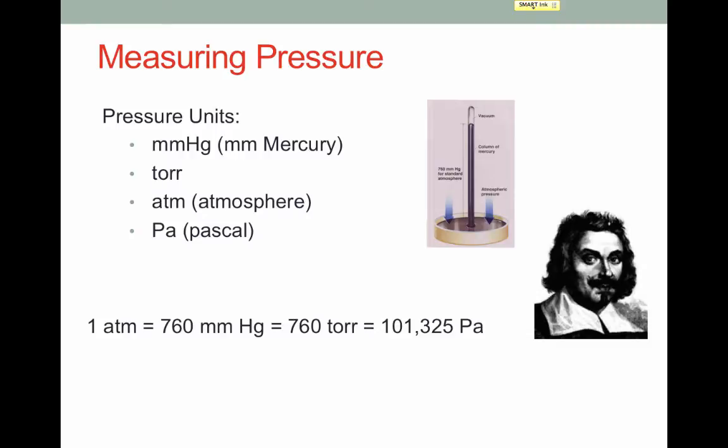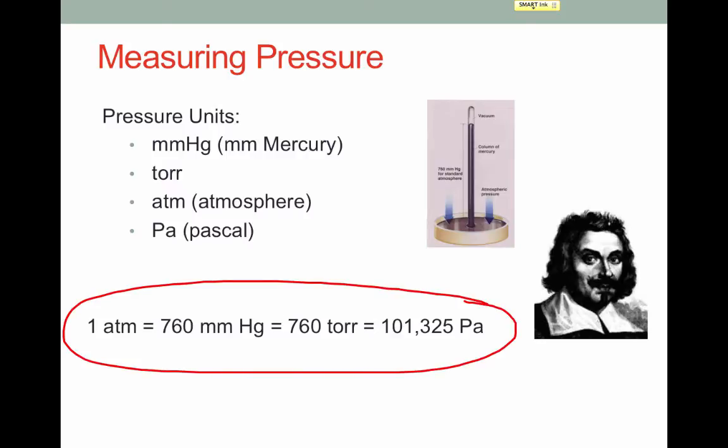What you definitely need to know is how to convert between these units. So this shows you the equivalences. 1 atm, or 1 atmosphere, is equal to 760 millimeters of mercury. It's also equal to 760 torr, so we can use millimeters of mercury and torr interchangeably. And finally, that's equal to 101,325 pascals. You can see why we use atms most frequently.